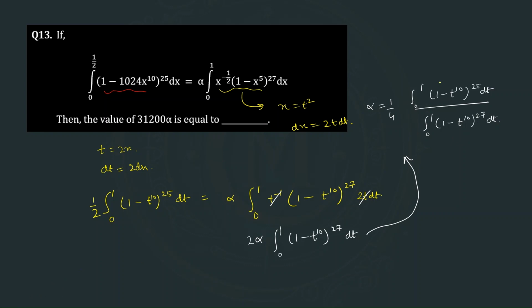Why? Because we know if I of r comma n is integral from 0 to 1 of (1 minus x to the power r) whole to the power n, then this is nothing but 1 by 4 times I of 10 comma 25 divided by I of 10 comma 27. So we have to calculate this value.